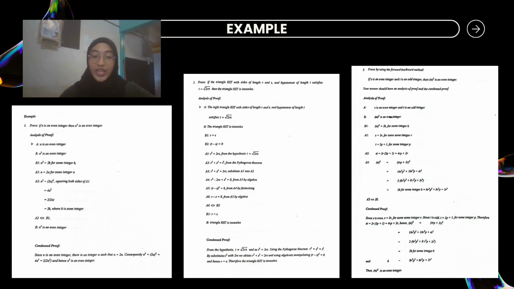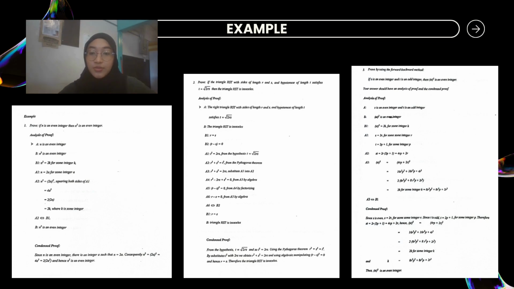Analysis of proof. A: n is an even integer. B: n squared is an even integer. B1: n squared equals 2k for some integer k. A1: n equals 2a for some integer a. A2: n squared equals (2a) squared. Squaring both sides of A1, n squared equals 4a squared, which equals 2(2a squared), which equals 2k, where k is some integer. Therefore, A2 is equivalent to B1.